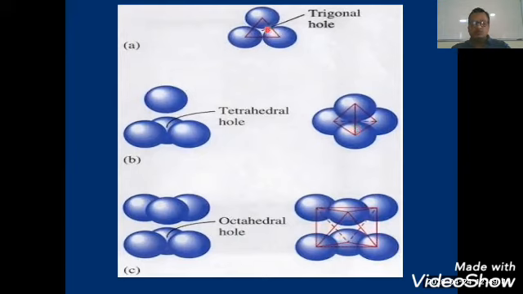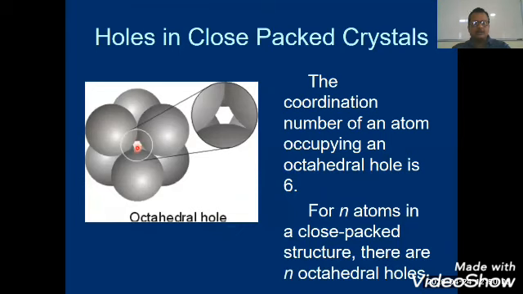So holes are the vacant space between atoms. A hole may be a trigonal hole, a tetrahedral hole, or an octahedral hole. Trigonal hole is formed between 3 atoms at the 3 corners of an equilateral triangle. Tetrahedral hole is formed by 4 atoms at the 4 corners of a regular tetrahedron, and octahedral hole is formed in between 6 atoms which are at the 6 corners of a regular octahedron.